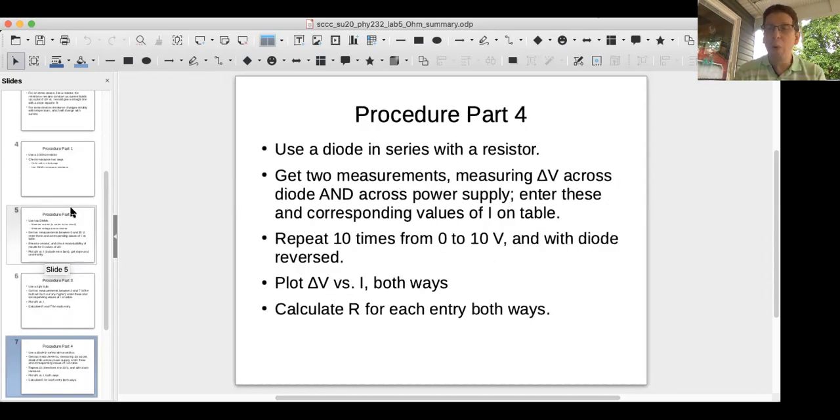For part 4, and this is the last part, you're going to connect what's called a diode in series with a resistor. Now, a diode is also a nonlinear device.